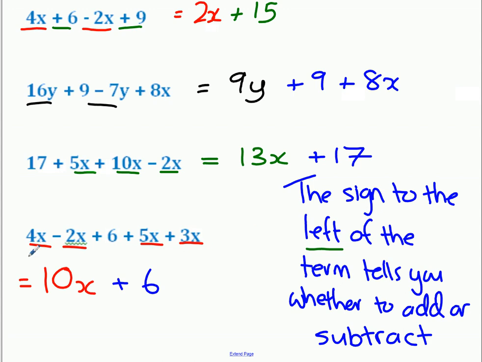So there's 4 x terms here, so let's combine those from left to right. 4x, take away 2x is, have a think, 2x. 2x plus 5x is 7x. 7x plus 3x is 10x. And then we've got plus 6. So it's not wrong if you write 6 plus 10x instead of 10x plus 6, that's fine.